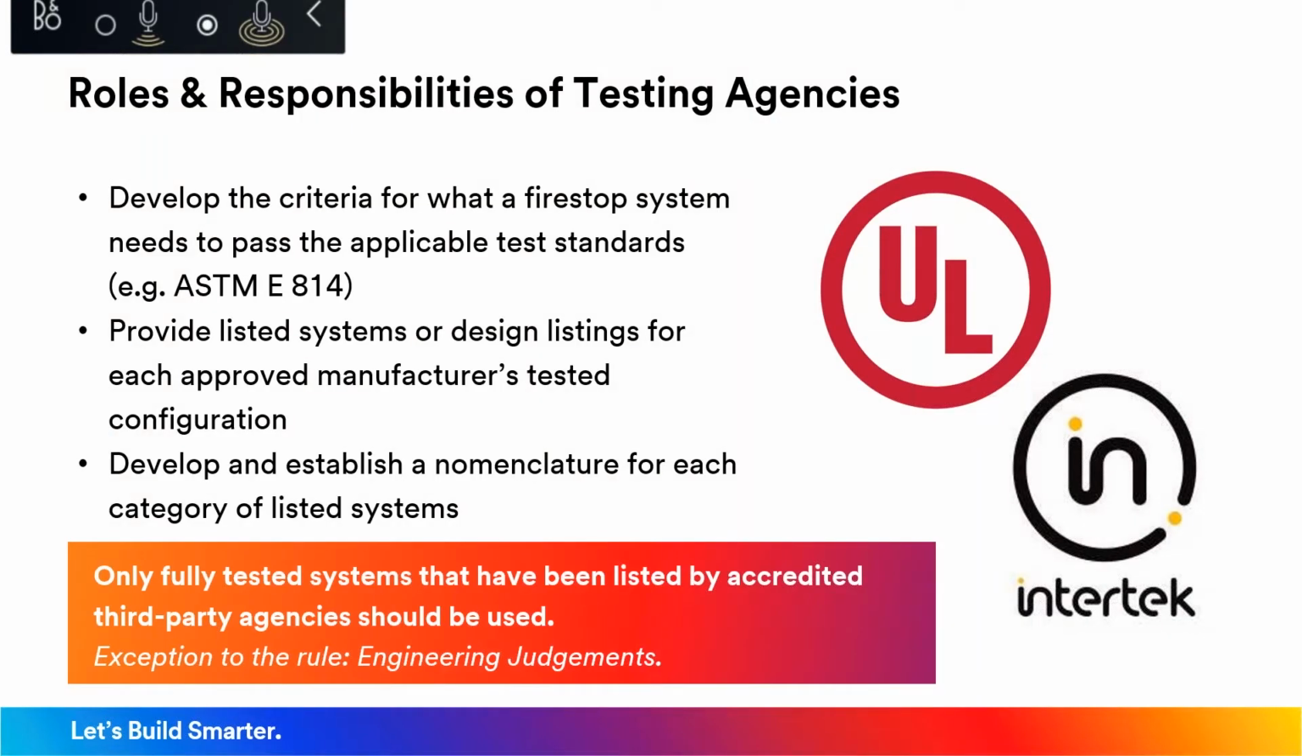Who are the responsible parties? Typically, keeping it high level with what we're talking about here today, for through penetrations, construction joints, and protective wraps, UL and Intertek. Okay, so when I say we want to make sure our products are installed per a tested assembly, typically that's going to default back to a UL listing or an Intertek listing, especially here in the US. So they've developed criteria for what a fire stop needs to pass these test standards, and probably the most prevalent standard that you're going to be asked to meet out on projects is E814.